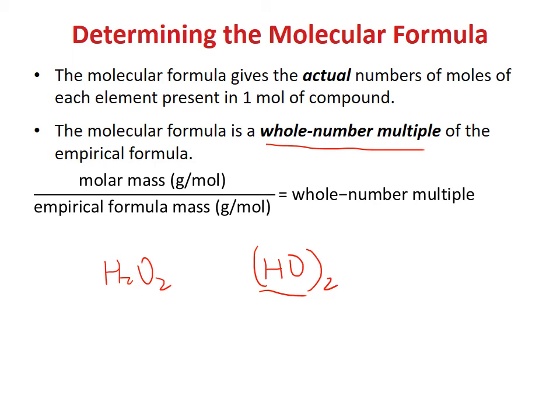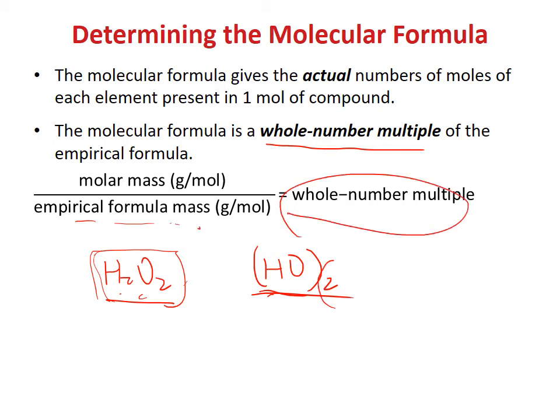And because the molecular formula is twice the empirical formula, the mass of the molecular formula, one molecule, is also twice the mass of the empirical formula. So if we know the molar mass, using the molar mass of the molecule divided by the empirical formula mass, you can find the whole number. In this case it is 2.